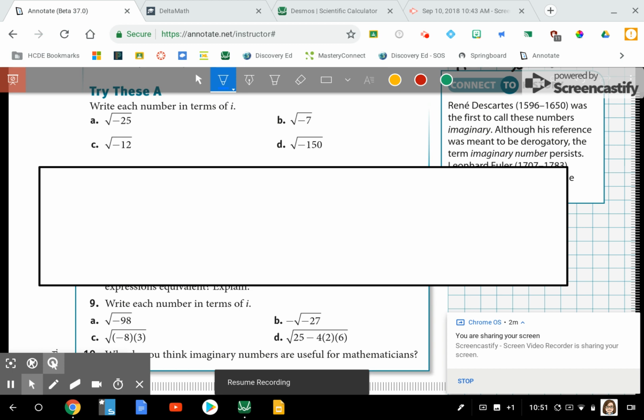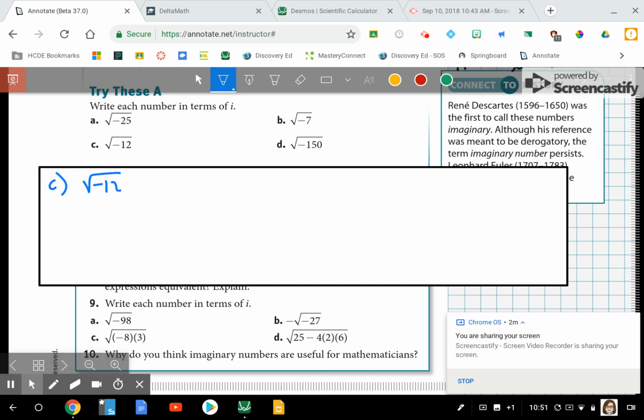Okay, let me show you another one. Let's look at C. Square root of negative 12. Okay, so we have square root of negative 1 times square root of 12. So you may be tempted just to write this as i square root of 12. This is correct, except it needs to be simplified further, similar to an example that we just saw.